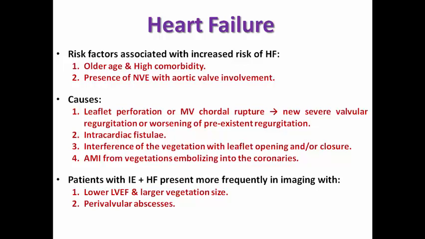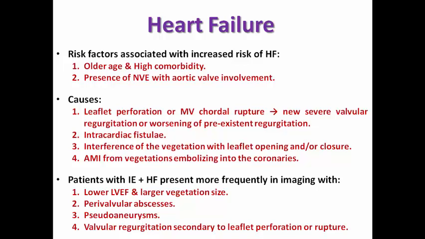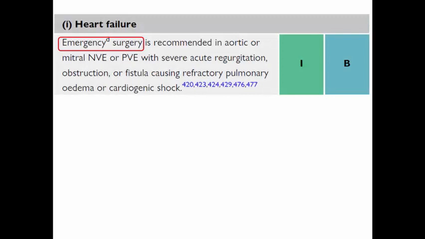Perivalvular abscess may develop due to the local extension of the infection, pseudoaneurysm, and valvular regurgitation due to leaflet perforation or cord rupture. So the recommendation in the guidelines is that emergency surgery has a class 1 indication in aortic or mitral, native or prosthetic valvular endocarditis with severe acute regurgitation, obstruction, or fistula causing refractory pulmonary edema or cardiogenic shock. Of course, it makes sense that a patient with pulmonary edema or cardiogenic shock could die in less than 24 hours or even a few hours. So we should go for emergent surgery.